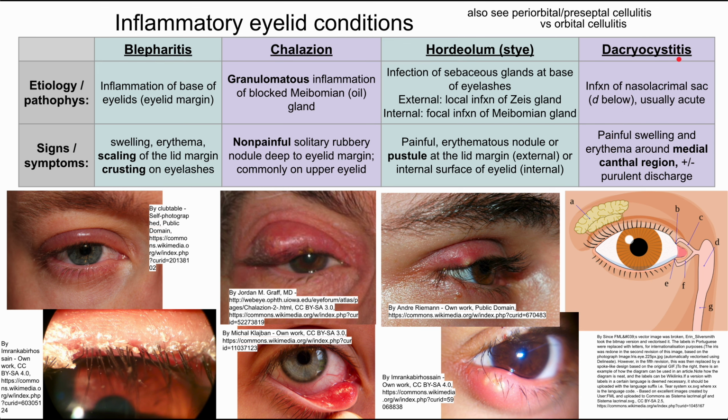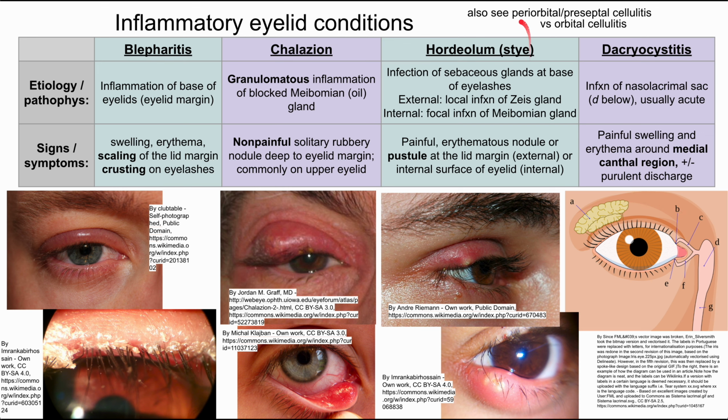Last is Dacryocystitis. This is an infection of the nasolacrimal duct. It's usually pretty acute. It can be painful. Couldn't find a picture of this one, so here's a diagram. It would be an infection of this part, D, the nasolacrimal duct. And Dacryocystitis means exactly that. So dacryo is tear, cyst means like a sac, and itis means inflammation. So you have inflammation of this tear sac. It's always on the medial canthal fold, so that's the side of your nose, so toward the center of your face. And you can have purulent discharge in this as well.